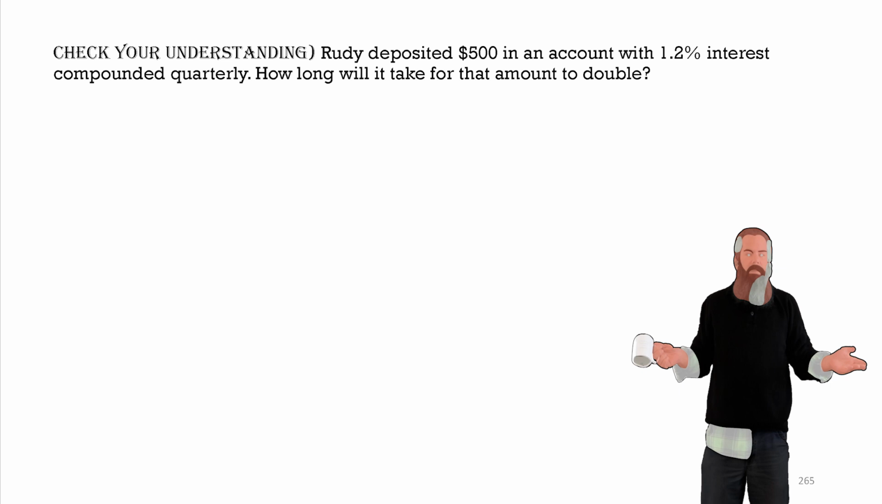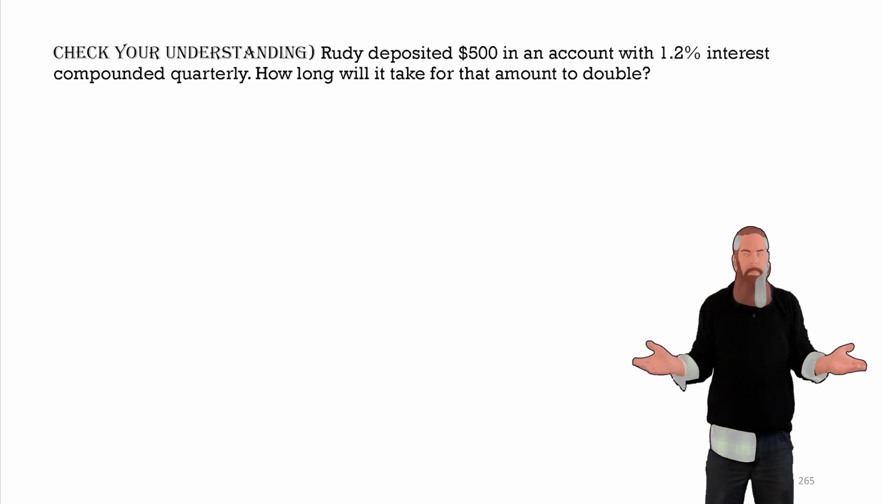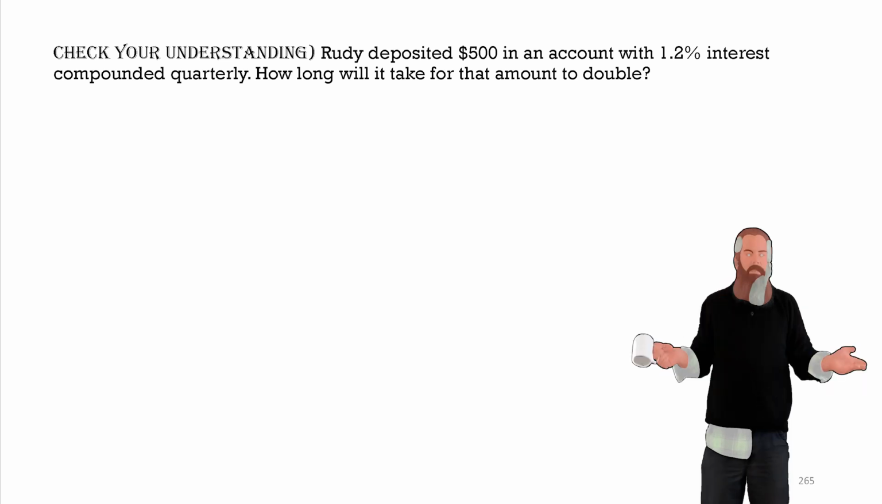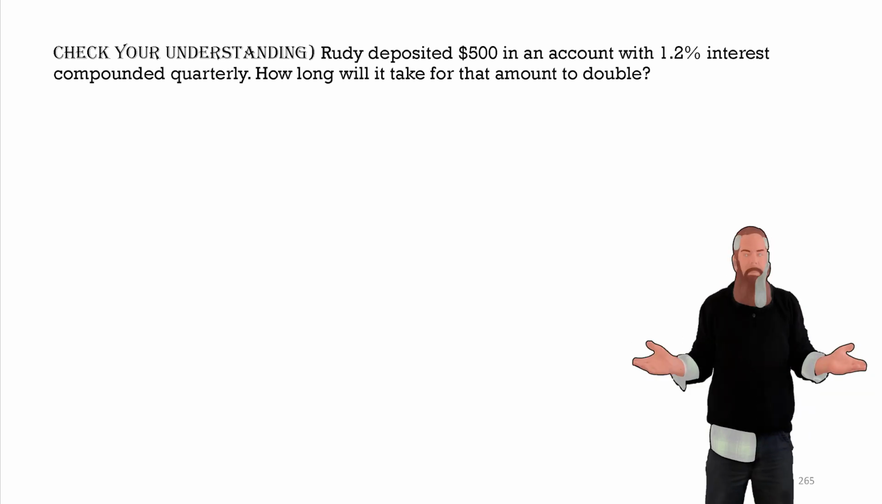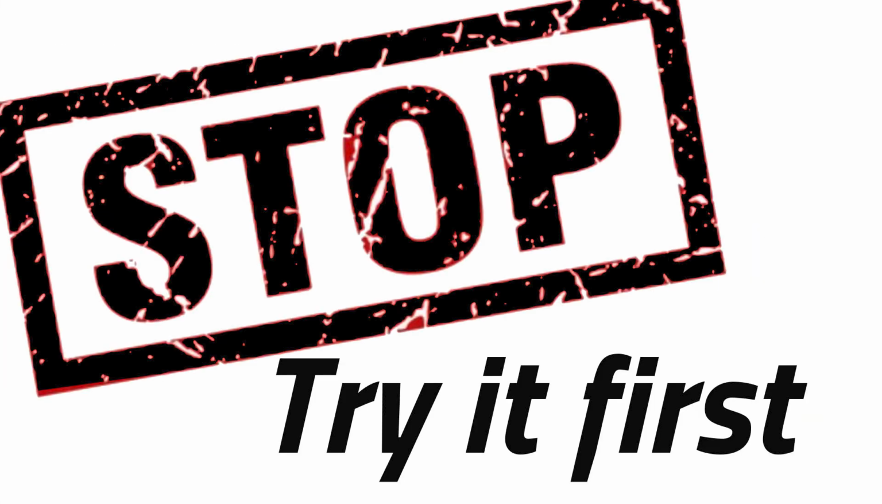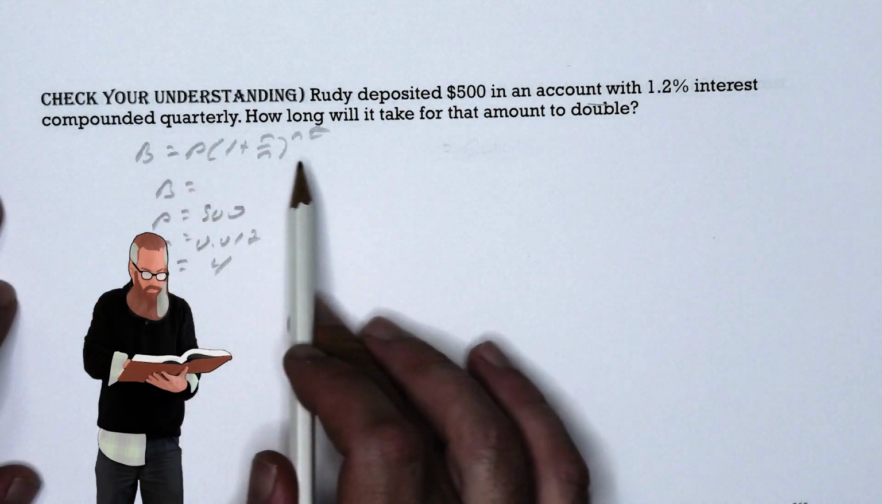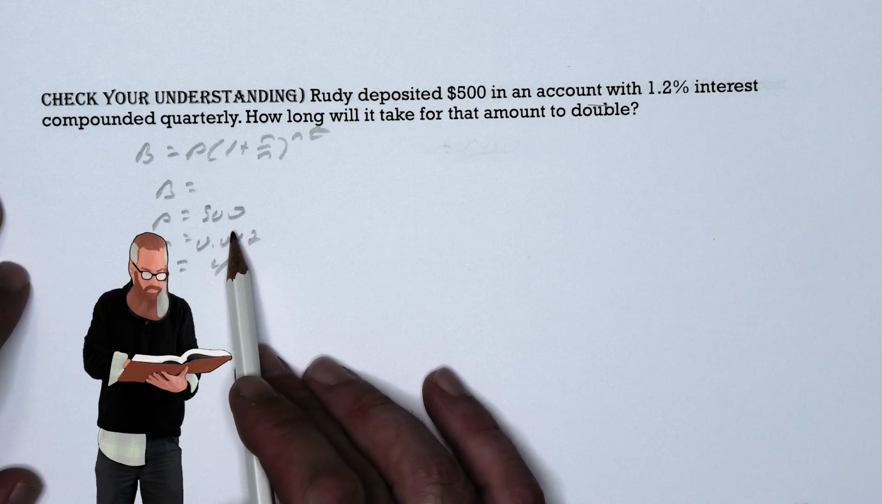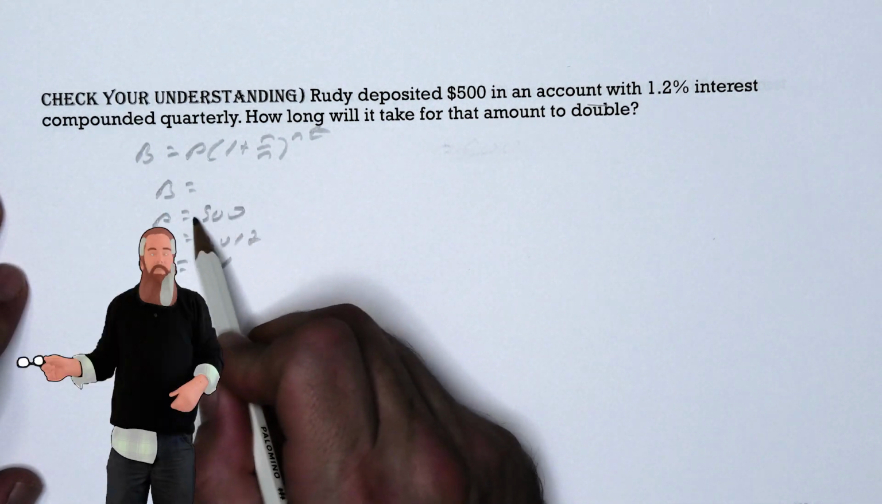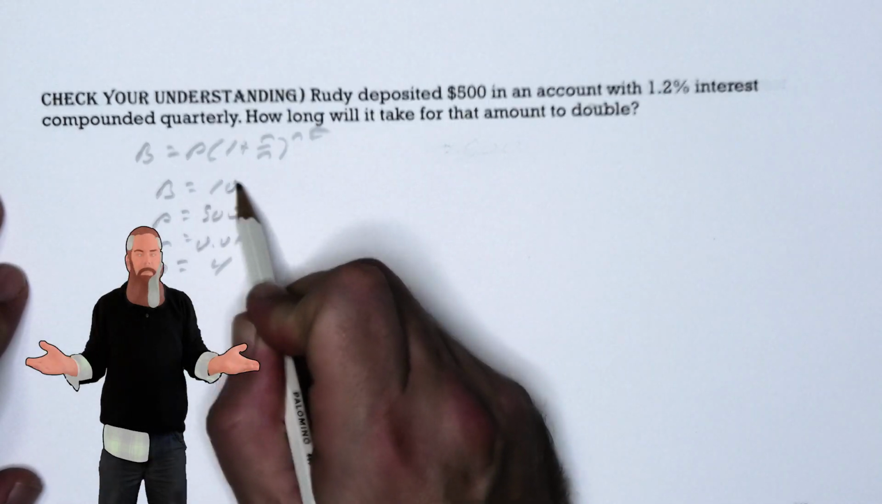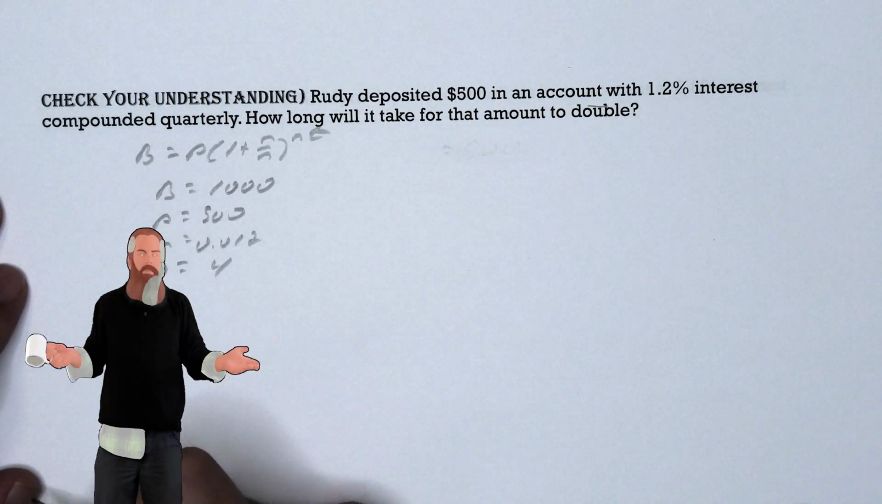Let's check our understanding. Rudy deposited $500 into an account with 1.2% interest compounded quarterly. How long will it take for that amount to double? Now, we know our formula and almost all of the variables. The end balance that we want is twice the amount that's put in, which means we want $1,000 coming out.